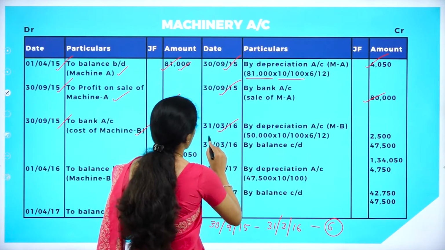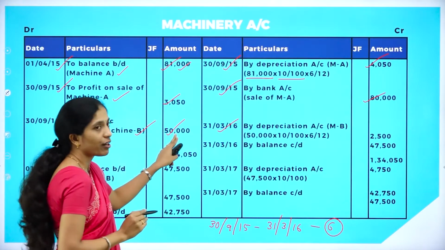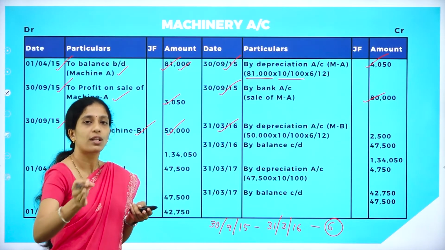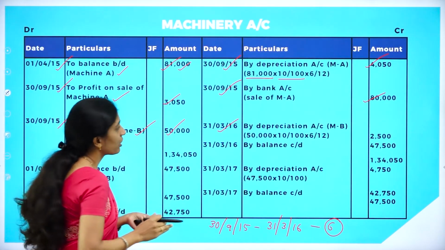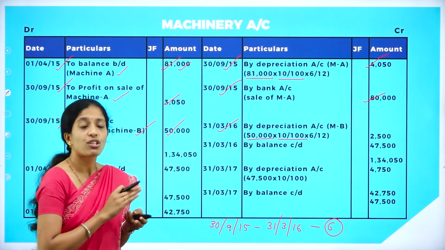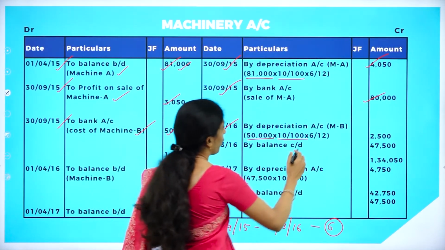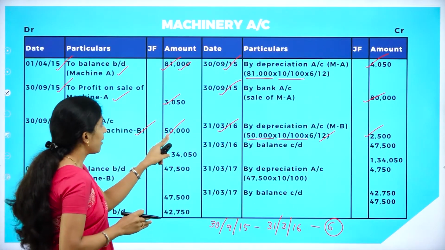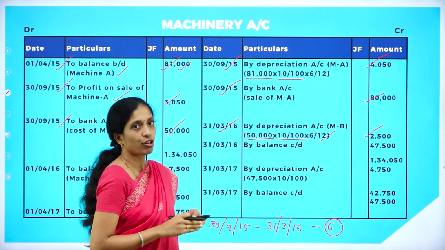That is, end of the financial year 31st March 2016, by depreciation account. What is the value of the second machine? We are not going to consider machine A because we are done with that. We have sold the machine and taken out the profit also. Now consider machine B. The value of machine B is 50,000. 10% is the depreciation, but that machine was not there for the whole year because it was purchased in between. It was there only for 6 months. So 6 divided by 12 gives 2,500. We have recorded the entry for purchase of machine B, and at the same time charged depreciation for machine B.